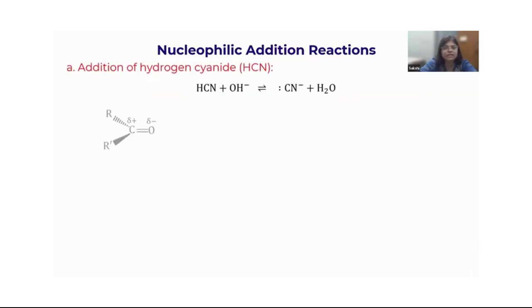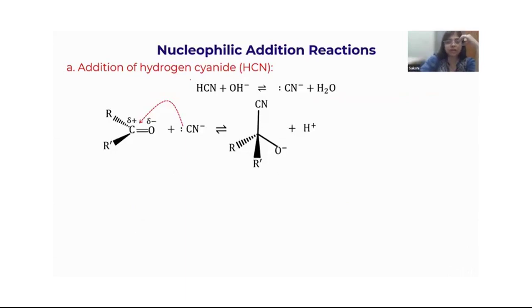Okay. Let us see, these are a few nucleophilic addition reactions. Addition of hydrogen cyanide. So CN minus is a nucleophile. It comes and attacks the carbon atom. Obviously, why? Because the carbon atom has a partial positive charge. The double bond breaks and the electrons shift towards the oxygen, right? And here H plus is released.